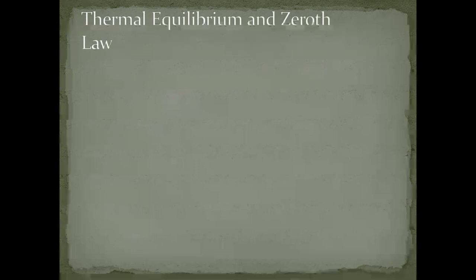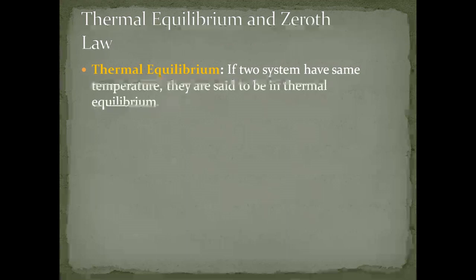So let's go. Now we will first talk about thermal equilibrium and the Zeroth law. What is thermal equilibrium? If two bodies have the same temperature, they are said to be in thermal equilibrium. Or if heat does not flow from one body to another, they are said to be in thermal equilibrium. And the Zeroth law is a very fundamental property related to thermal equilibrium. So first let's learn about thermal equilibrium, and I will show you some slides as well.